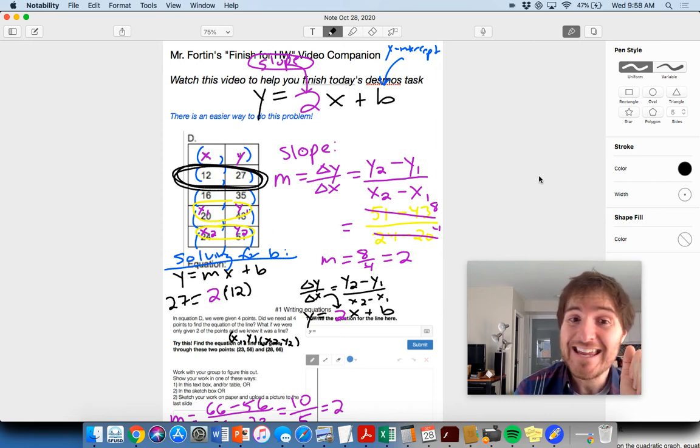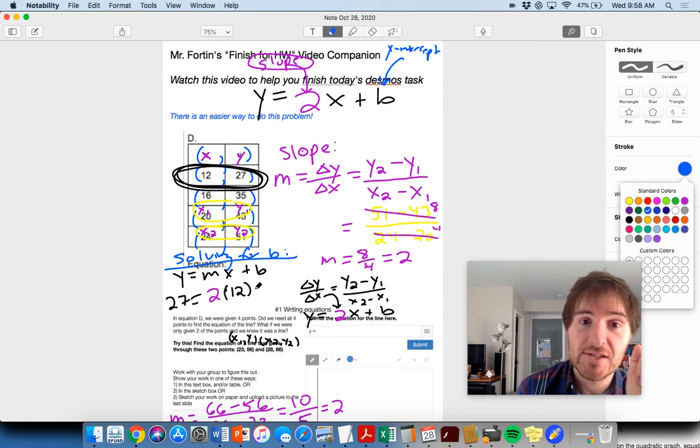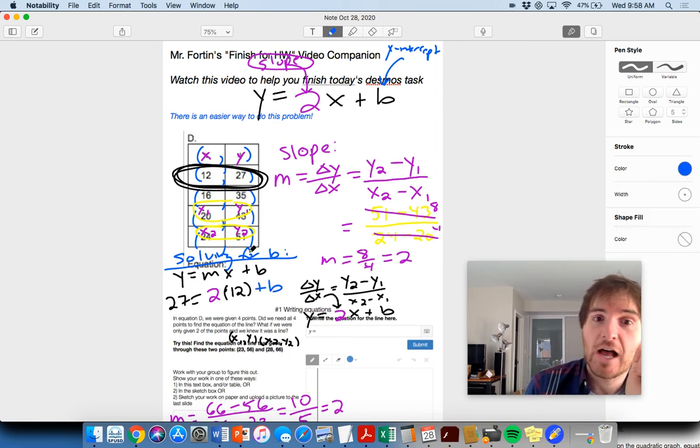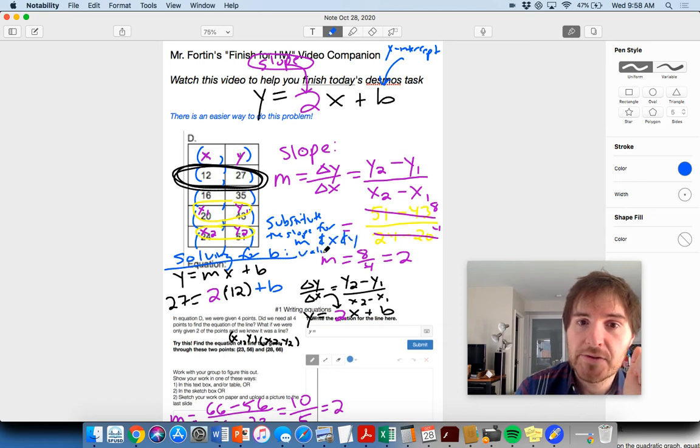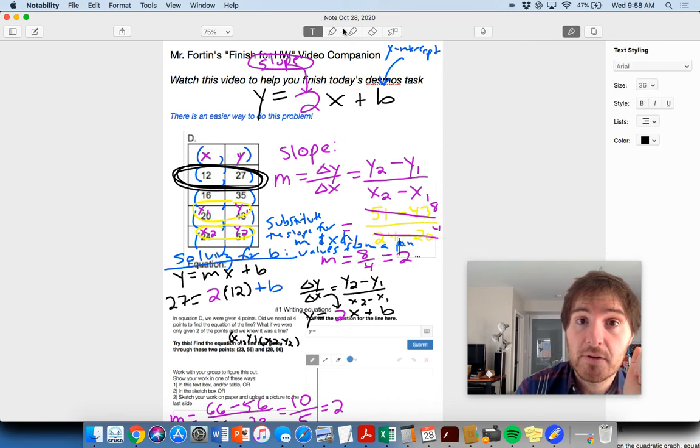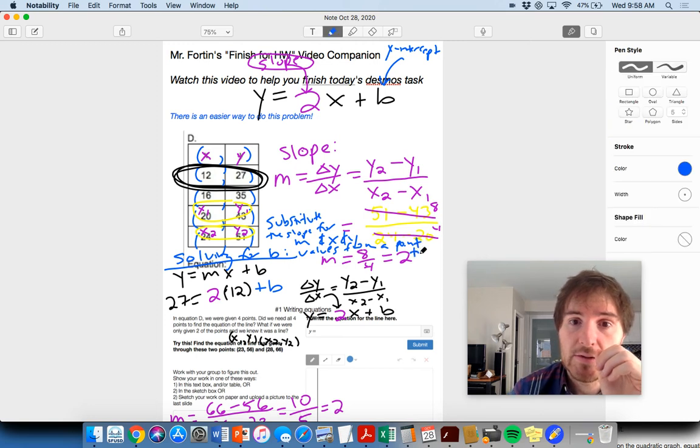So the way we can get the y-intercept in this situation is solving for b. What we need to do is substitute the slope for m and the x and y values from a point into x and y, and we need to solve for b. Are you still with me?